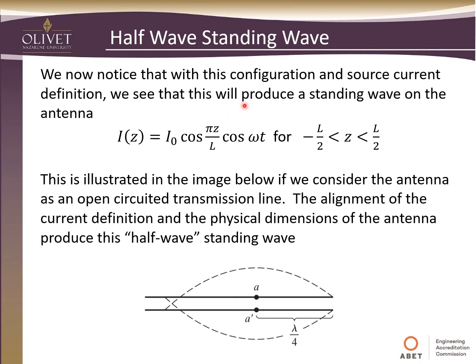So we notice that with this configuration and this source current definition, if we were to take those bent pieces and straighten them out, this would look like just a transmission line, right? And it's an open circuit transmission line. We know from previous analysis that that's going to create a standing wave on our transmission line, on our antenna. And so that's important here, and that's the purpose of making it the length of a half wave.